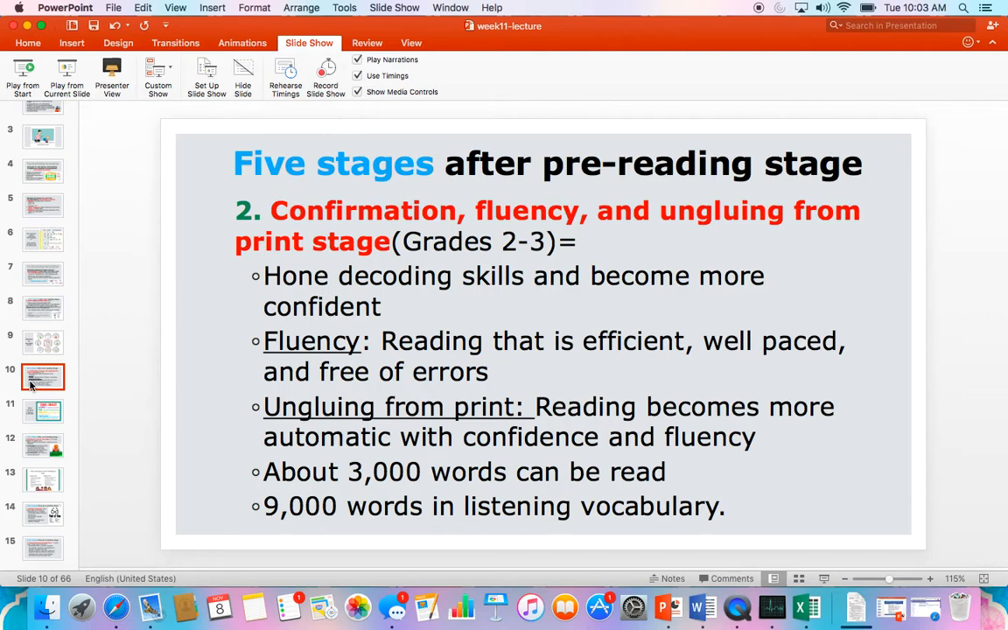They're becoming more confident in their reading abilities, and their reading fluency really increases. So they're starting to read faster, more well-paced. It sounds more natural. And they just gain confidence. And at this point, they know how to read about 3,000 words, whereas before it was about 600, right? And their listening vocabulary is now at 9,000 words, whereas before it was about 6,000.